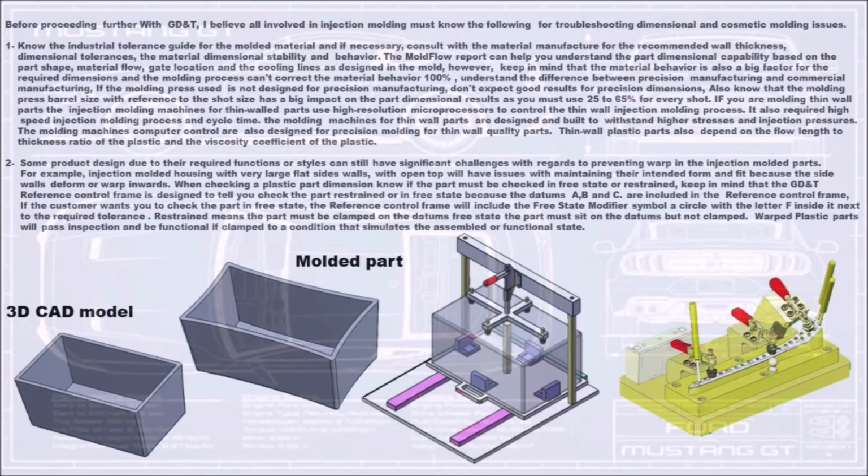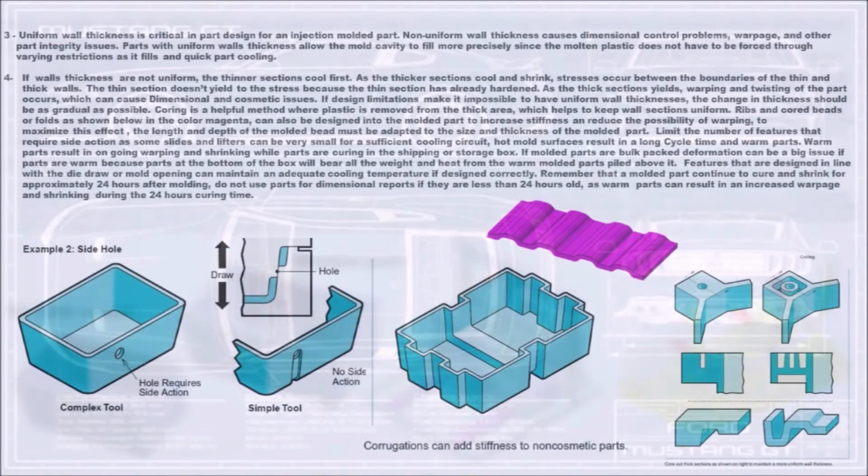Restrained means the part must be clamped on the datums. Free state means the part must sit on the datums but not be clamped. Warped plastic parts will pass inspection and be functional if clamped to a condition that simulates the assembled or functional state. 3. Uniform wall thickness is critical in part design for an injection molded part.